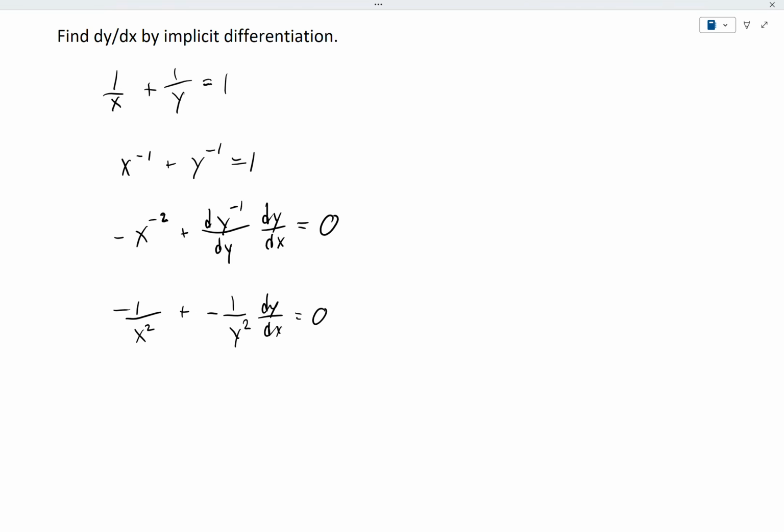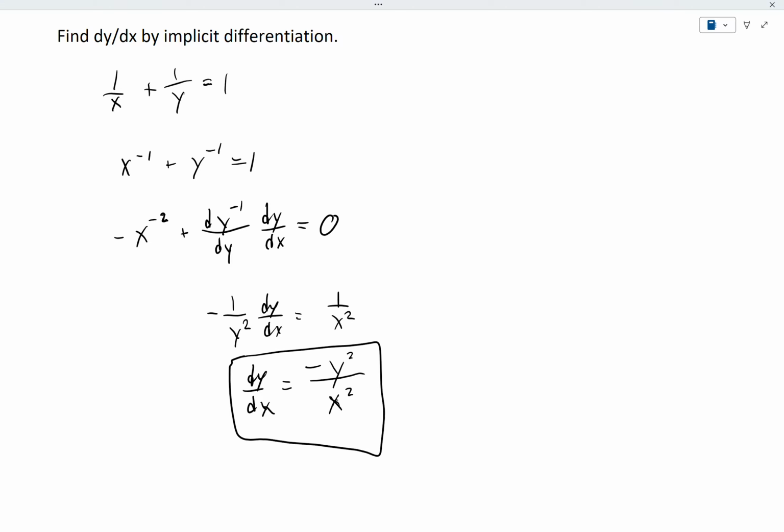Well, how about if we add 1 over x squared to each side? We can do that. And how about if I multiply each side by negative 1 over y squared? So I multiply each side by negative y squared. I get negative y squared all over x squared is equal to dy/dx. So that's how you do implicit differentiation.